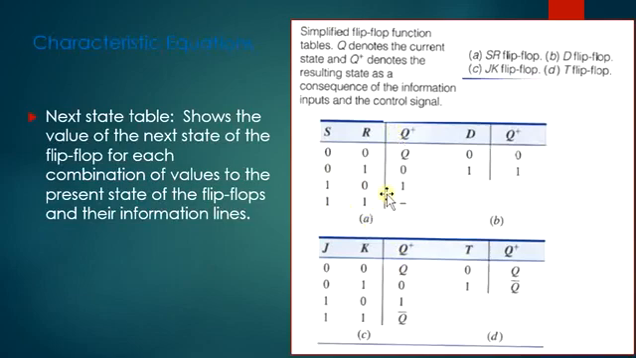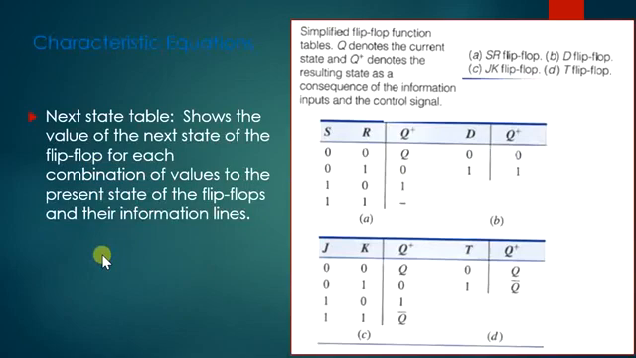Figure A shows the SR flip-flop, figure B shows the D flip-flop, figure C shows the JK flip-flop and figure D shows the T flip-flop. From the function table, we can see that the output Q represents the present value and Q plus represents the next state value. A variation of the simplified function table is called the next state table, which will be shown in the further tutorial.